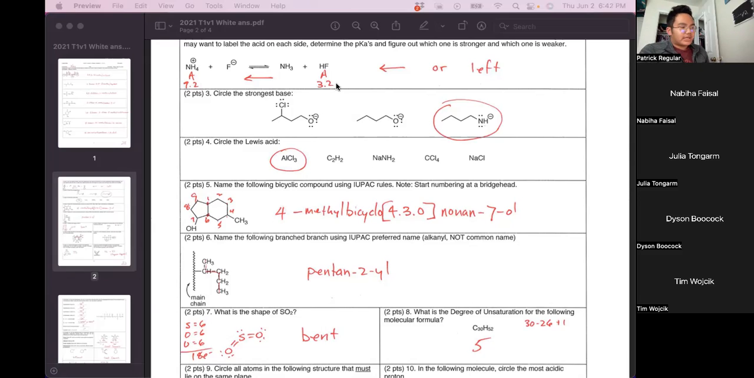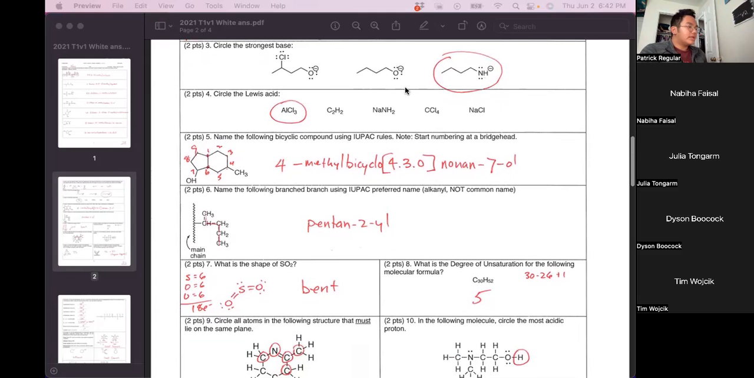Which one is the lowest pKa? It's 3.2, smallest one, so it's a stronger acid. It'll dissociate the most and push equilibrium away from the strong acid. So it's shifting to the left.